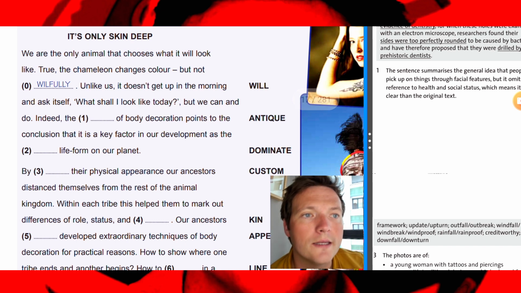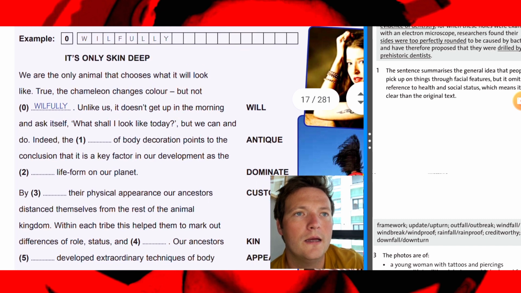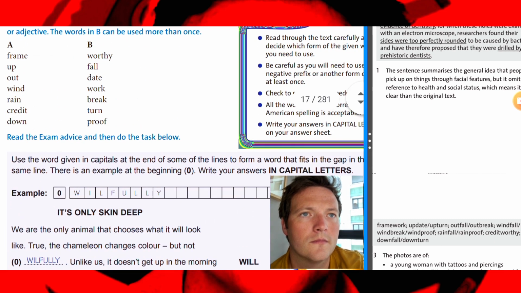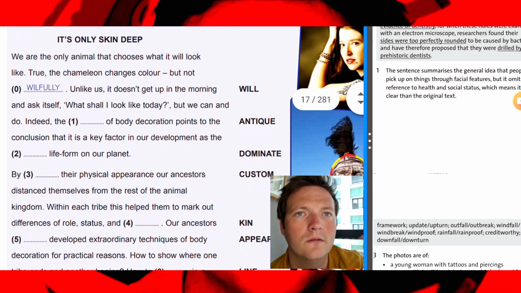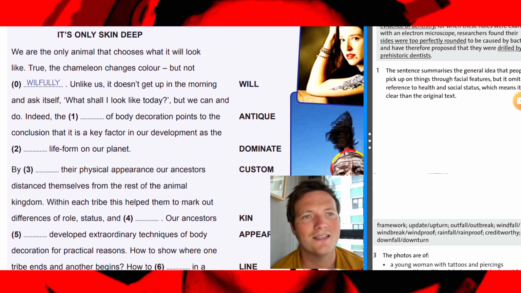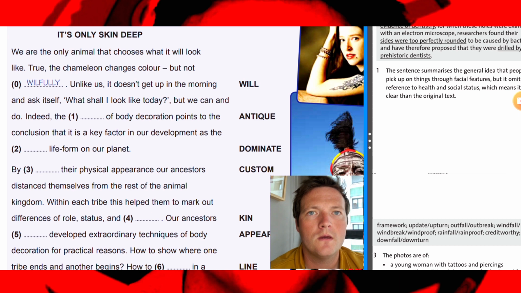It's only skin deep. Well, here we have all of the words. And this part of the exam shouldn't take you too long. So I'm going to go through this as quickly as I can. Let's see. I'm a bit nervous. I feel like I'm going to do it badly.